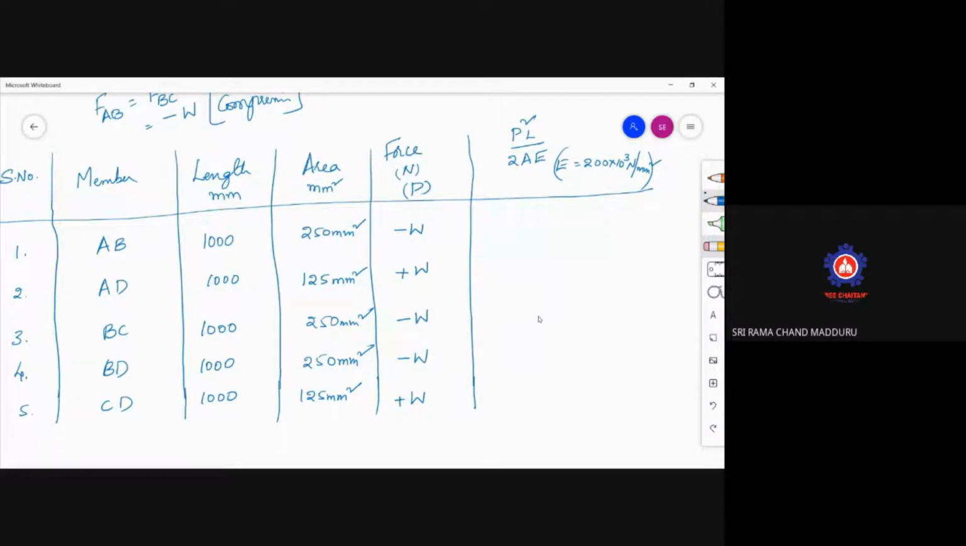So this is minus W whole square. You will get it as W square. So one coefficient you will get, that is length 1000 by 2 into, so minus W whole square into 1000 by 2 into 250 into 200 into 10 cube. 200 into 10 cube is the value of E. Cross-section area is 250 for the compression member. So here 10 cube and 1000 can be cancelled.